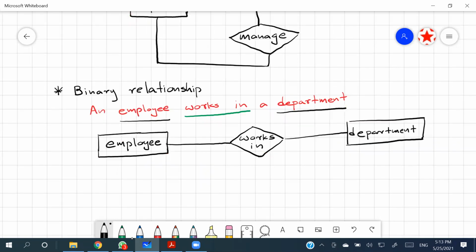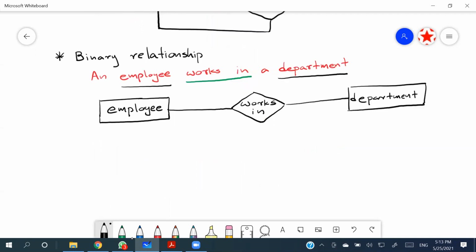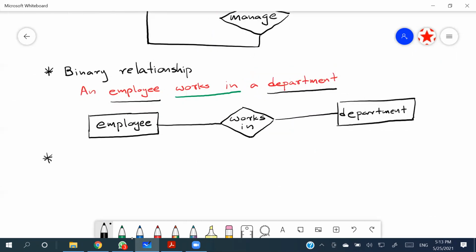That's the binary relationship. The ternary one is a little tricky. So far you have been given a ternary relationship in only one particular exam question, which was the most controversial question in the exam history.